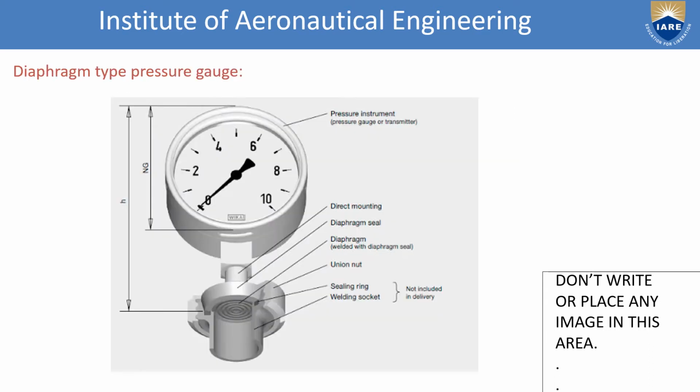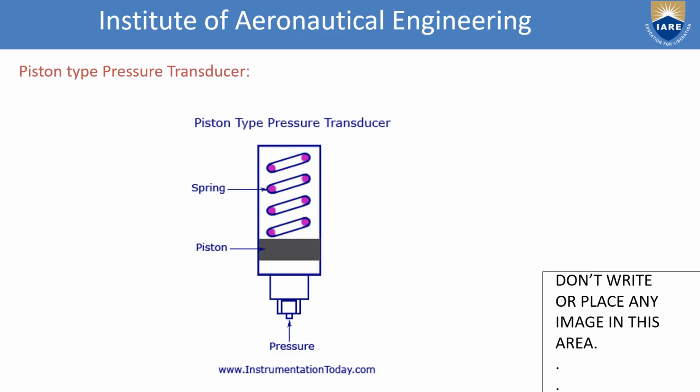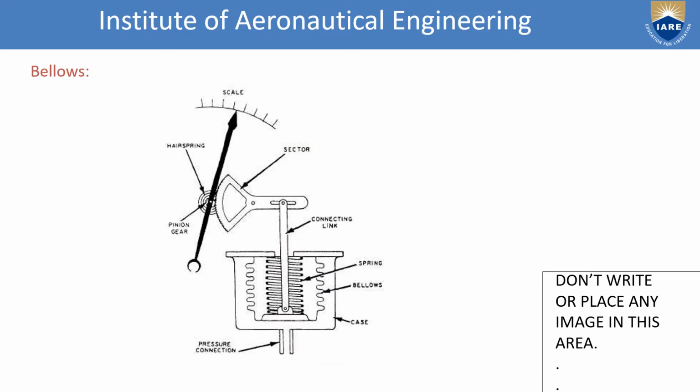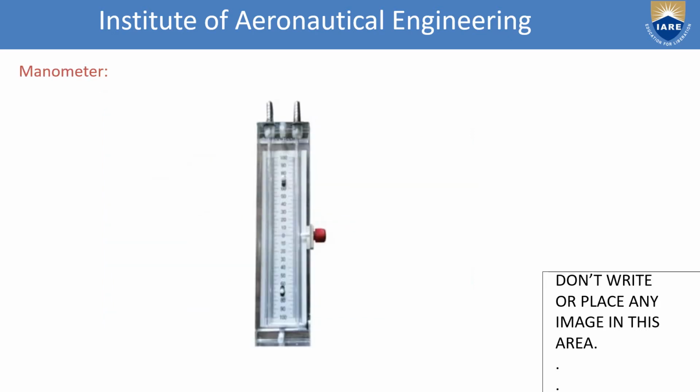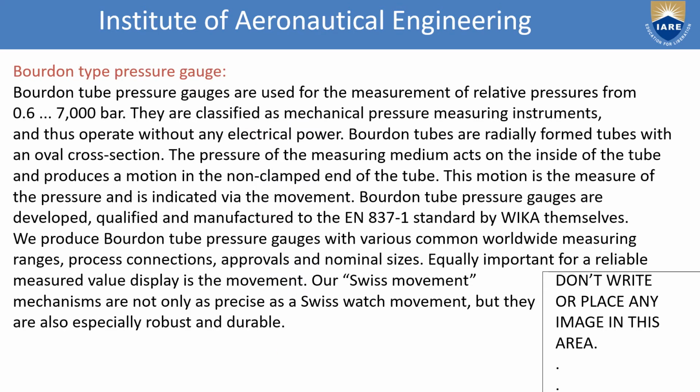Bourdon tubes, diaphragm type pressure gauge, piston type pressure transducer, and bellows. Electrical type pressure transducers are bell gauge and manometer. Now I am going to explain the Bourdon tube pressure gauge.